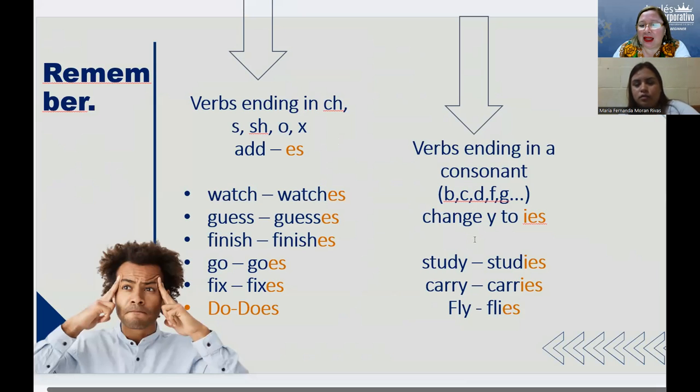Pero estas son normas de spelling. Spelling quiere decir escritura, ¿verdad? Como la ortografía. En el spelling tenemos que fijarnos en qué termina cada verbo. If the verb ends in ch, porque no se llama che en inglés, se llama ch, with the letter s or ss, también con doble s, double s, sh, o en X, le vamos a agregar ES.